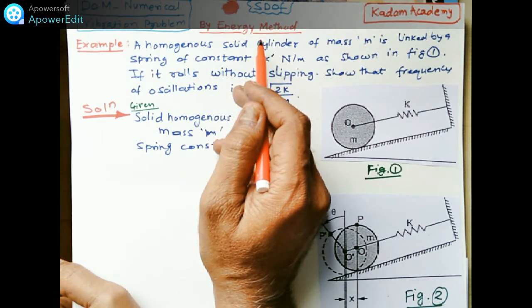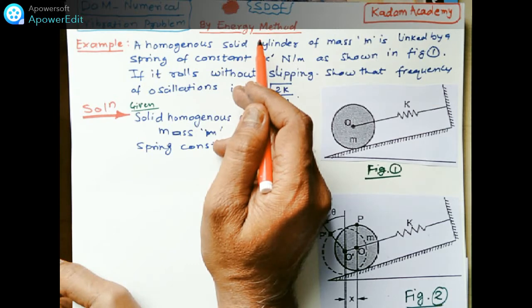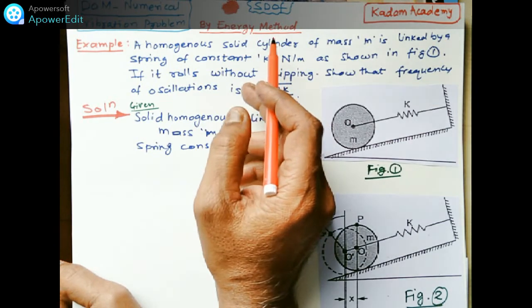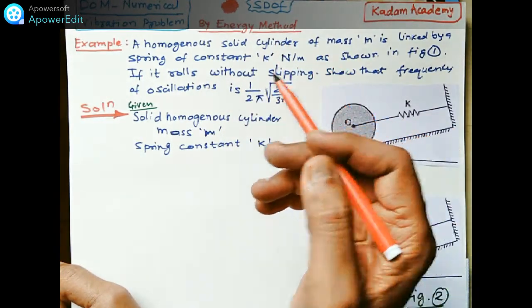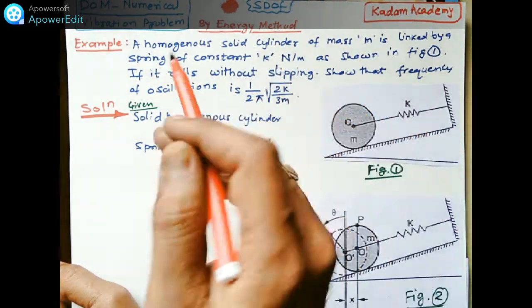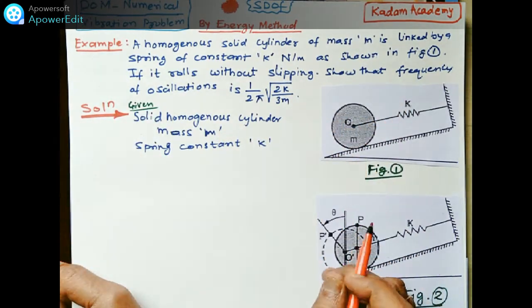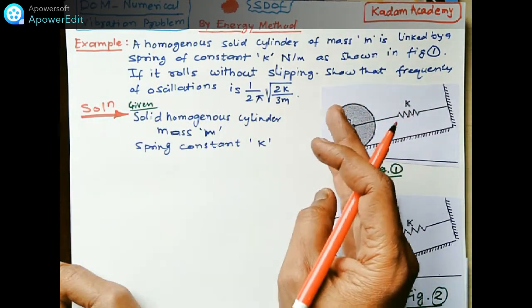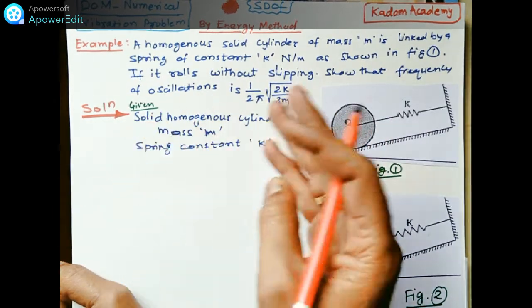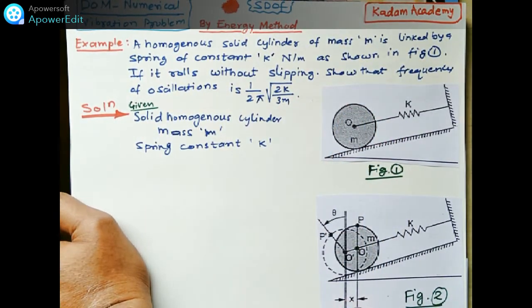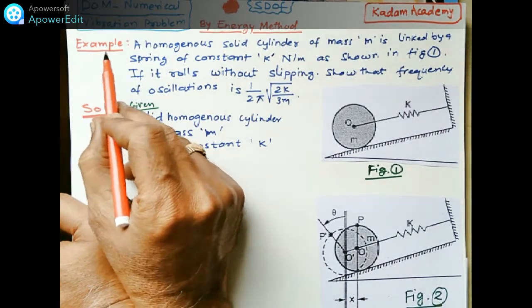The energy method is based on the law of conservation of energy. The law of conservation of energy says that energy cannot be destroyed and cannot be generated, but we can transfer one form of energy into another form. So this is the law of conservation of energy. Now I will read the numerical example.